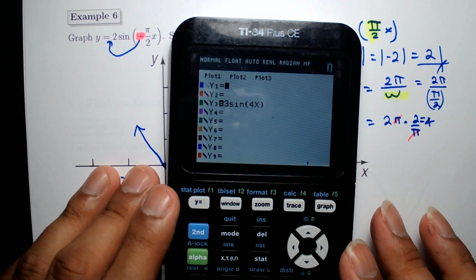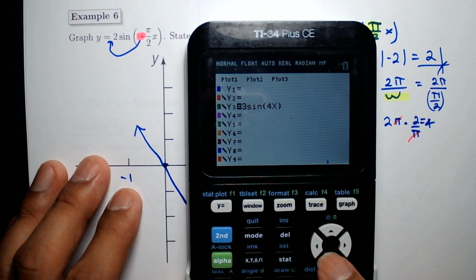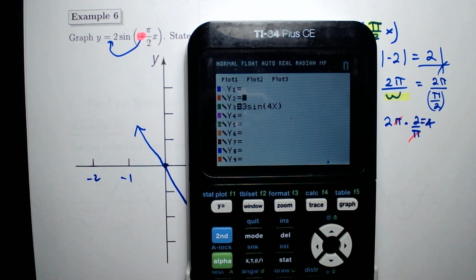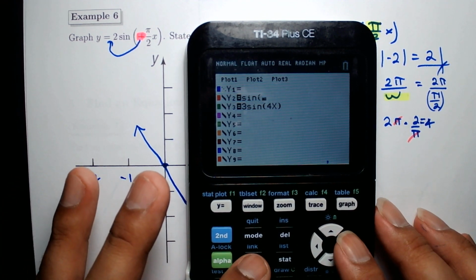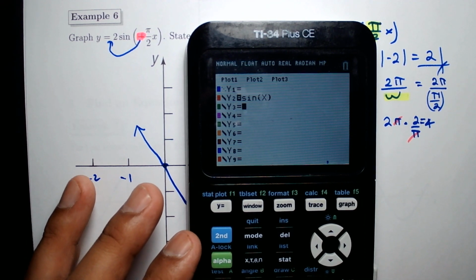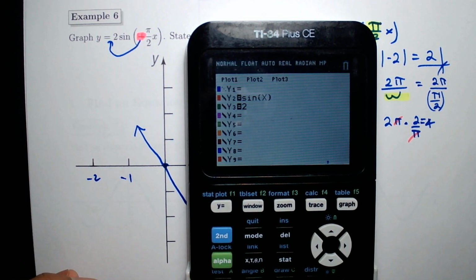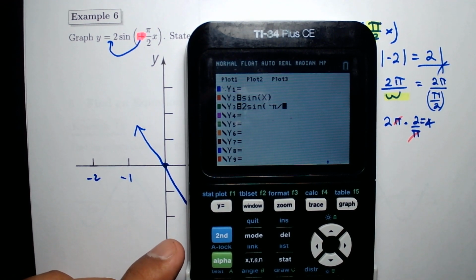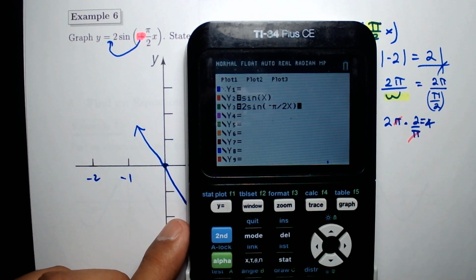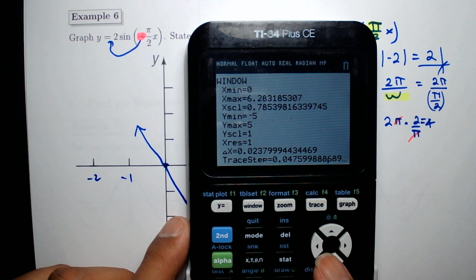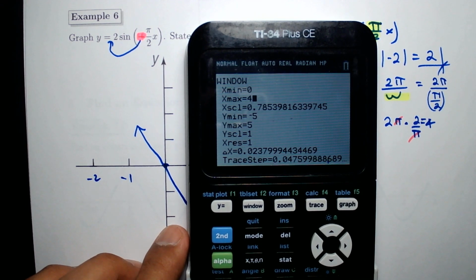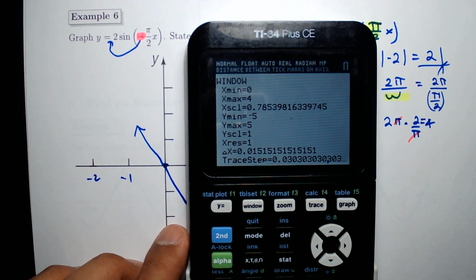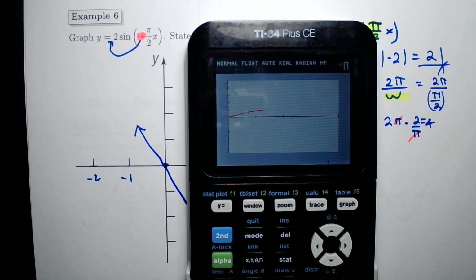So first, I'm going to have sine x. And let's clear, that's going to be 2 sine of -2 pi over 2 x and close parentheses. Do not graph yet. I'm going to fix the window to have x go from 0 to 4, because that's where it completes a period, and the x scaling to be 1 each. The y min, that's fine, don't worry.